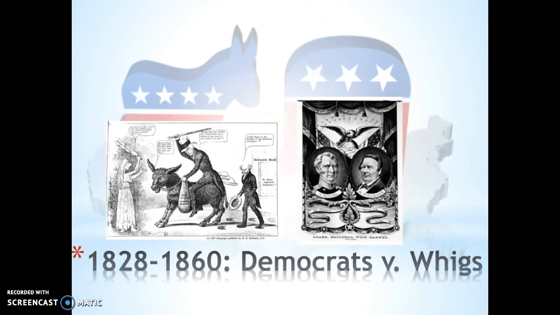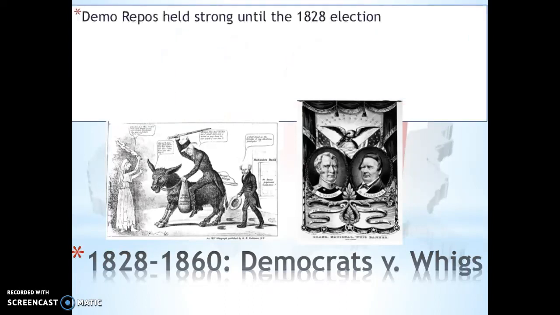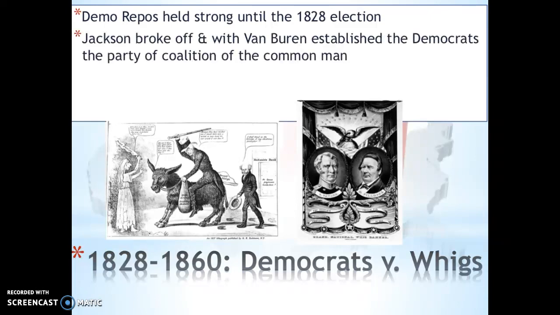All right, but things were shook up in 1828. In 1828, the Democratic Republicans actually fell apart. And it was really because of this guy, Andrew Jackson. So Andrew Jackson broke off from the Democratic Republicans, never really was a true Democratic Republican, started his own political party, or a political party that was based on his policies and his promises of securing a vote for the common man or a non-property owner. So Jackson with Martin Van Buren established the Democrats. So this was the party, and their coalition again was the common man.